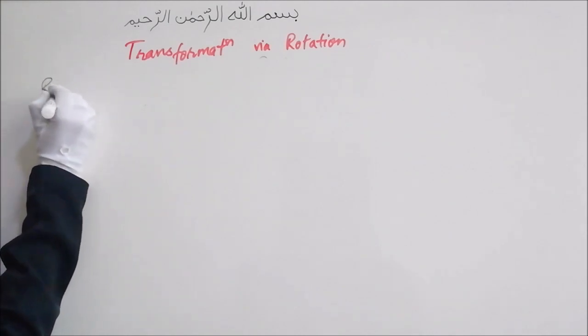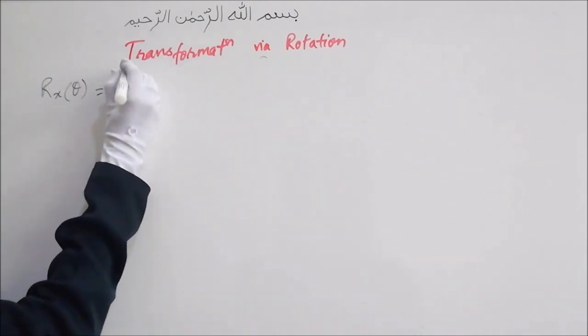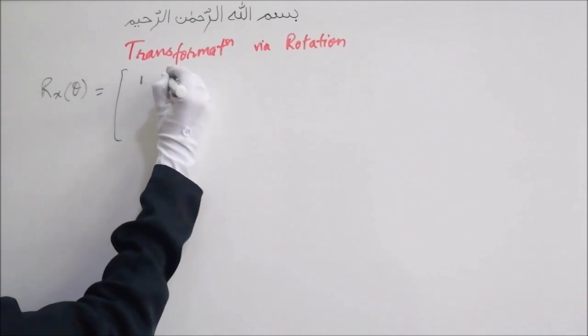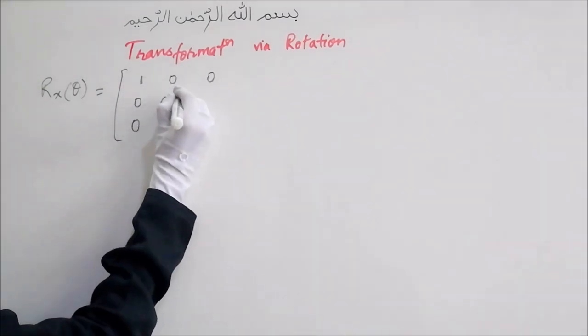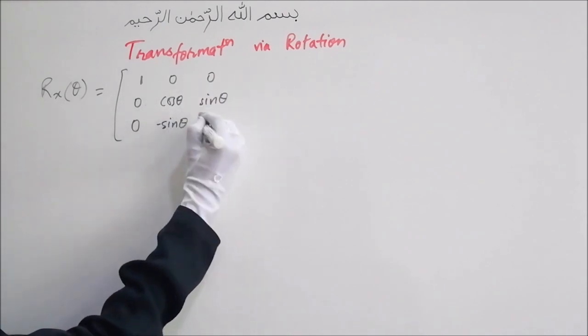Thus the rotation matrix Rx theta can be written as follows. Since we are rotating about the x axis, the x coordinates will not rotate. So we'll have here 1, 0, 0 and 0, 0. Then we'll have here cos theta, sin theta, minus sin theta, cos theta.